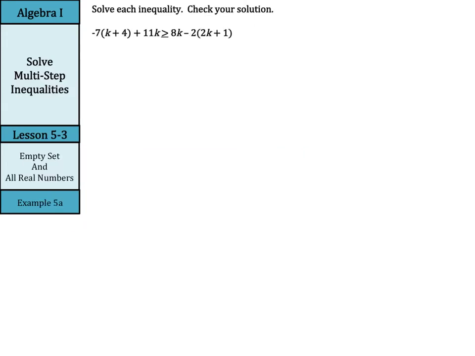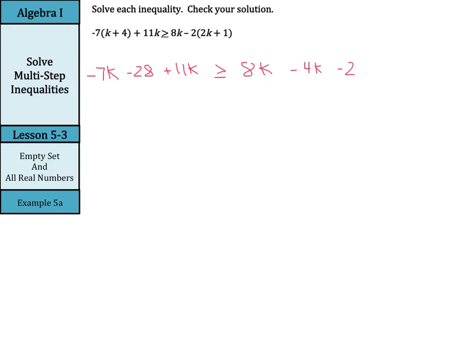Now, what if we solve this inequality and check our solution? Well, let's go ahead and distribute. Our negative 7 times k is negative 7k, minus 28 plus 11k is greater than or equal to 8k. Now we're distributing the negative 2 times 2k, so that's minus 4k. And the negative 2 times the positive 1 is a minus 2.